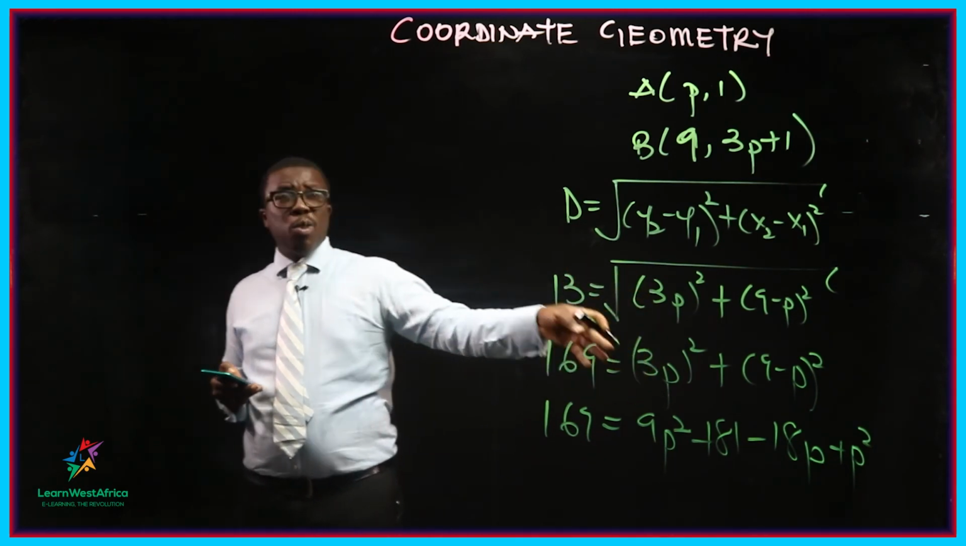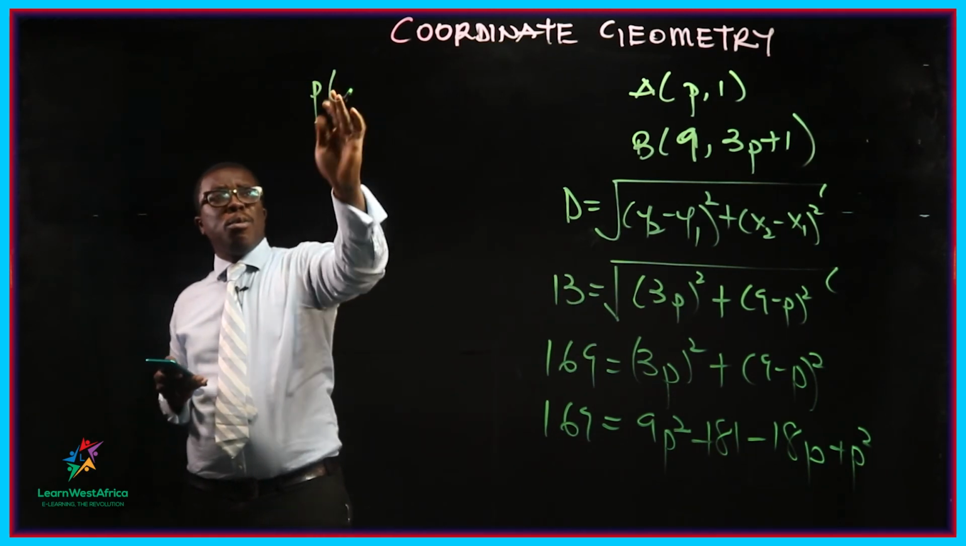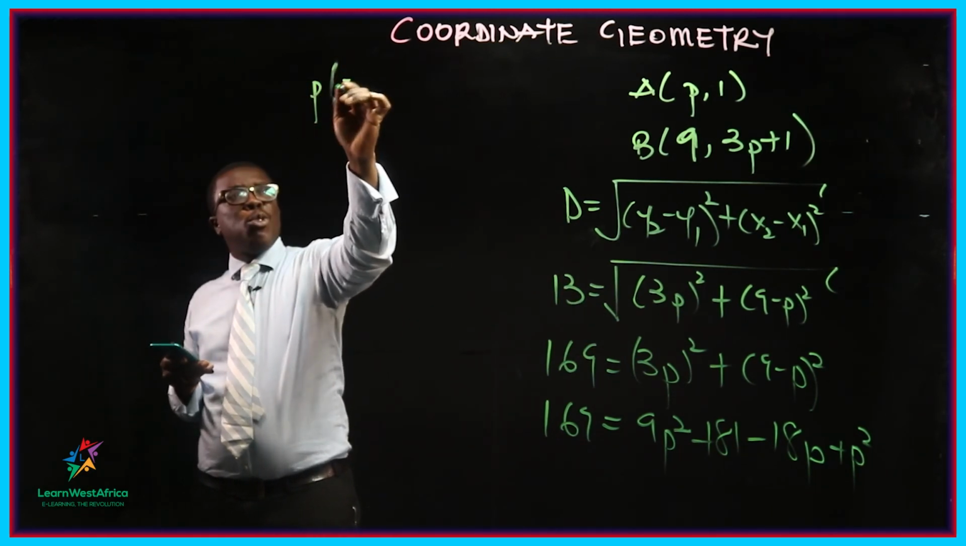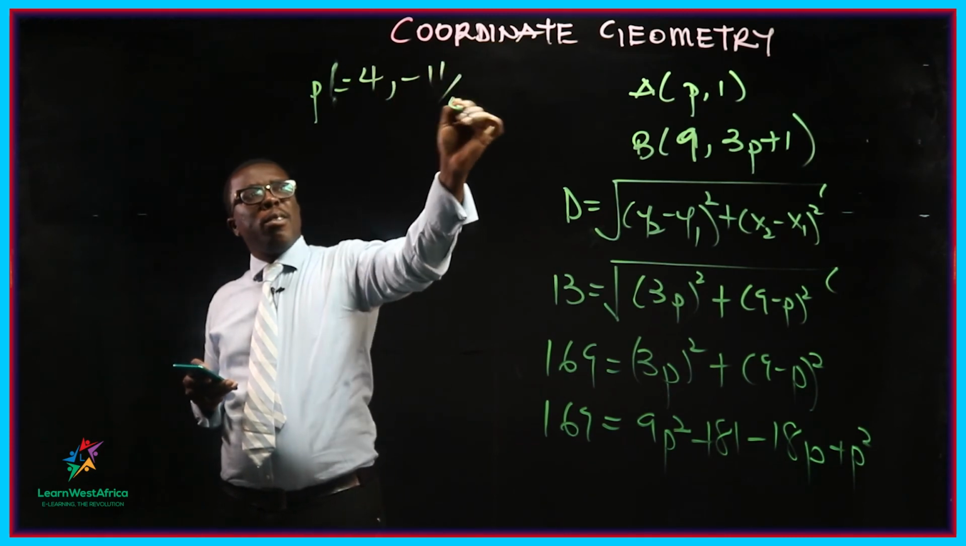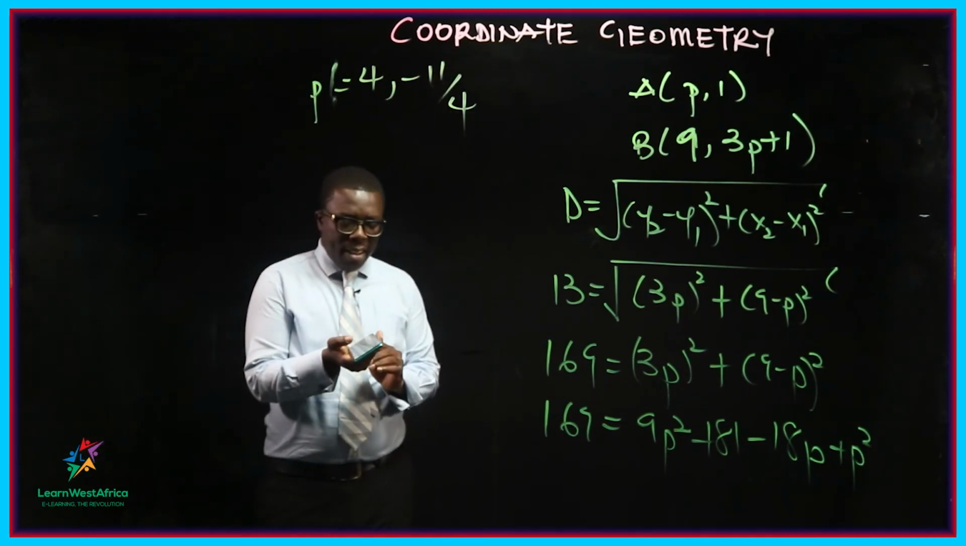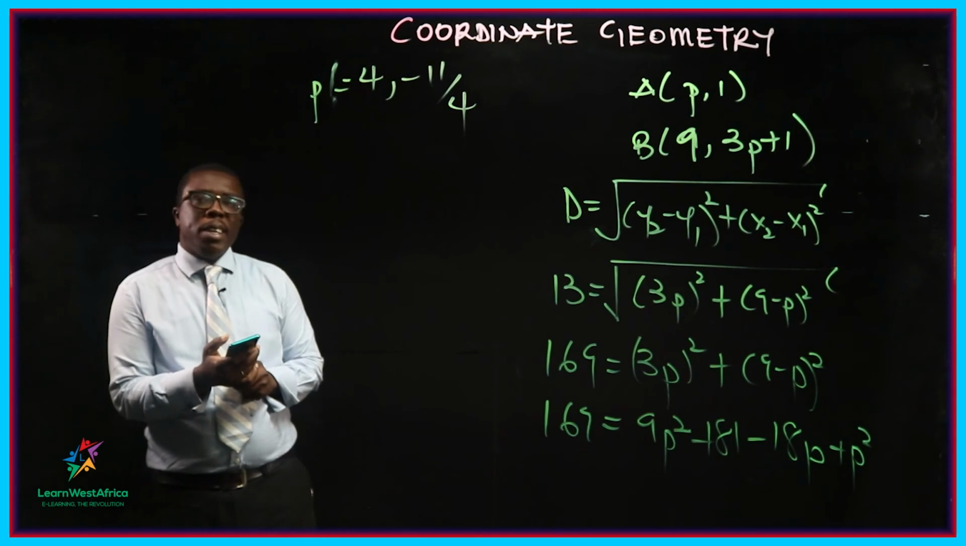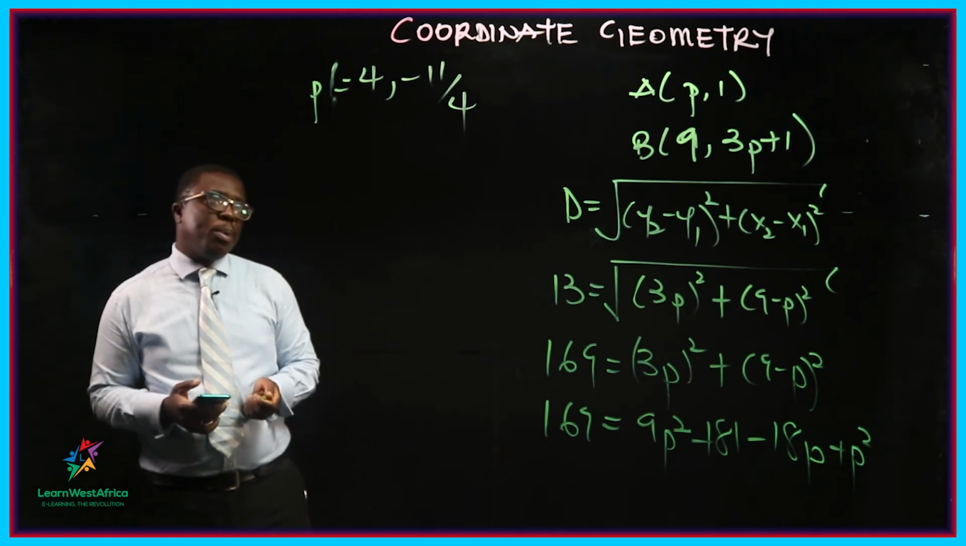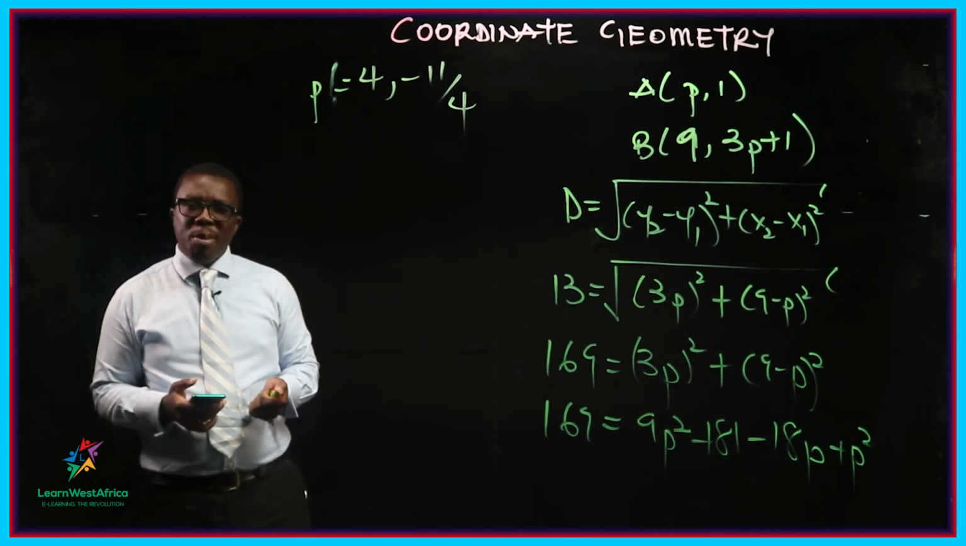Now, if you resolve this quadratic, your possible p-values should be 4 or minus 11 over 4. Hope you're okay. So that's just it. The use of the distance formula, then the rest is just algebra for you to be able to manipulate. I'm not sure that's much of a problem.